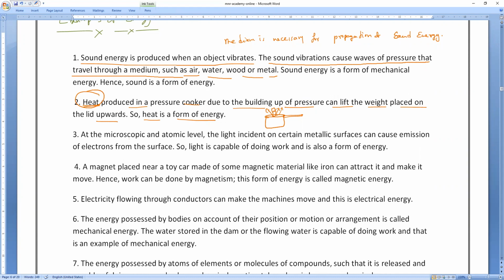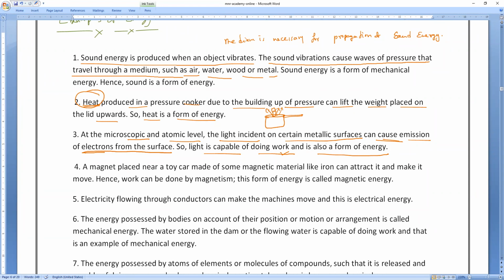Next, at the microscopic and atomic level, light incident on certain metallic surfaces can cause emission of what? Everybody, these are all slightly higher-level energies, so please remember. What will happen? It can cause emission of something. What is that? Emission of electrons from the surface. Light is capable of doing work, and it is a form of what? It is a form of energy.